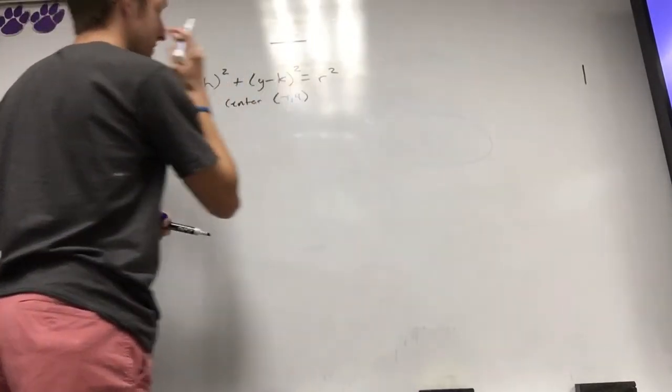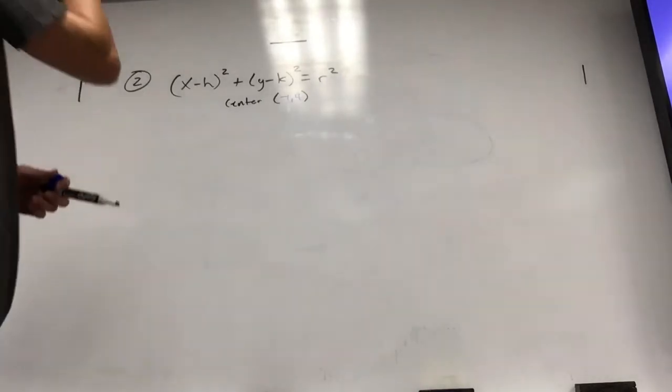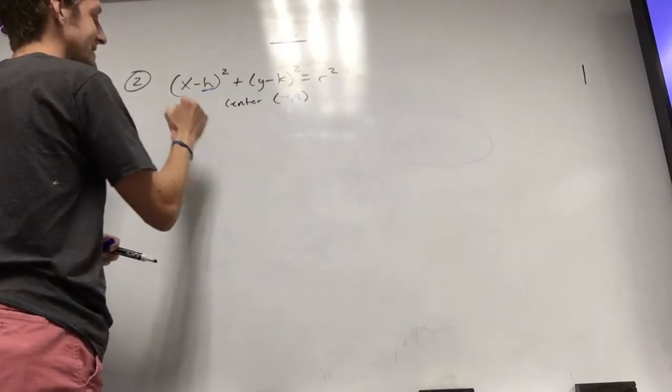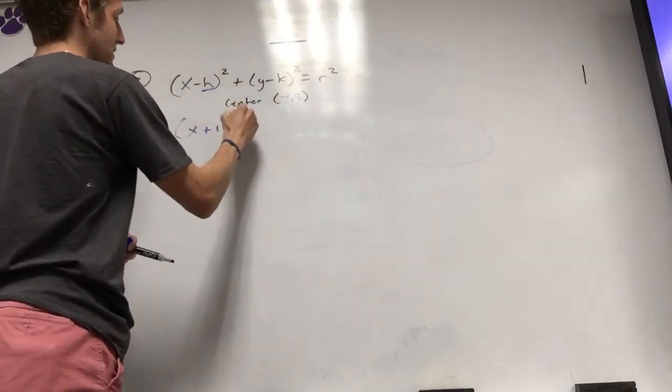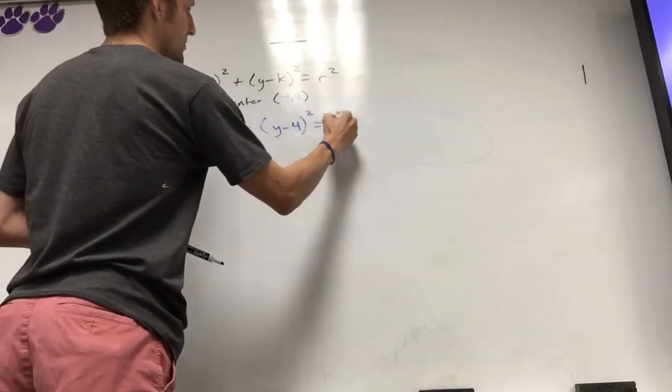Negative 1, 4 is my center. And it goes to the point 3, negative 2. Okay, so I'm going to plug negative 1 in for h. So x minus the negative 1 is actually x plus 1. And then y minus 4 is equal to the radius squared.